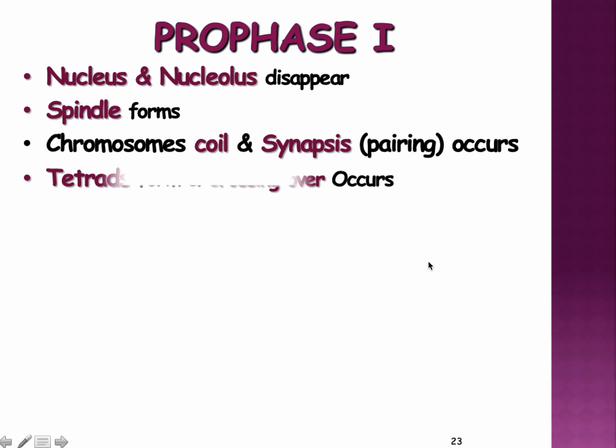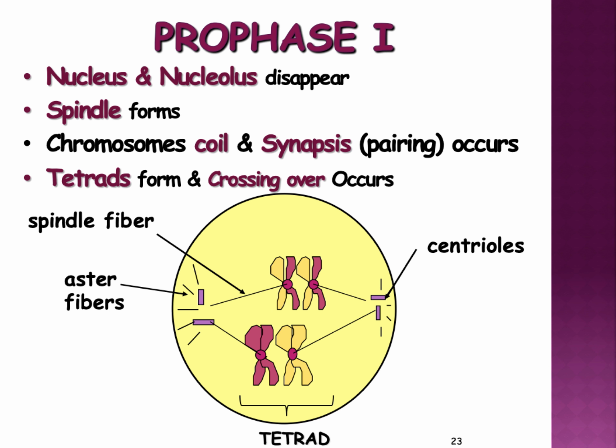So in prophase one, the nucleus and nucleolus disappear. You get the chromosomes coiling up, so condensing. The pairing happens between the homologous chromosomes, and then tetrads form, and that's where we get the crossing over, where we can have that diversity.